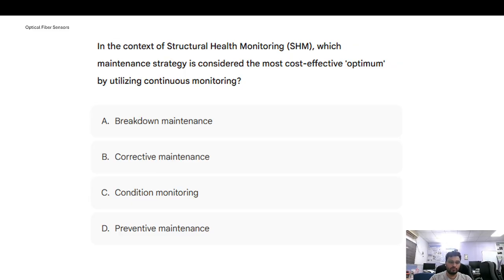Okay. Moving towards the next question, in the context of structural health monitoring, which measurement strategy is considered the most cost effective optimum by utilizing continuous monitoring? Option A, breakdown maintenance. Option B, corrective maintenance. Option C, condition monitoring. And option D, preventive maintenance. Let me know your answer. Preventive maintenance.